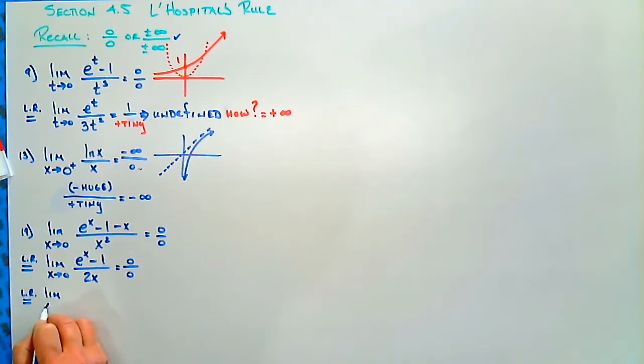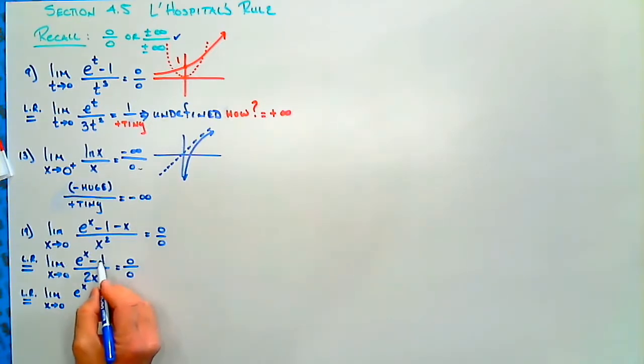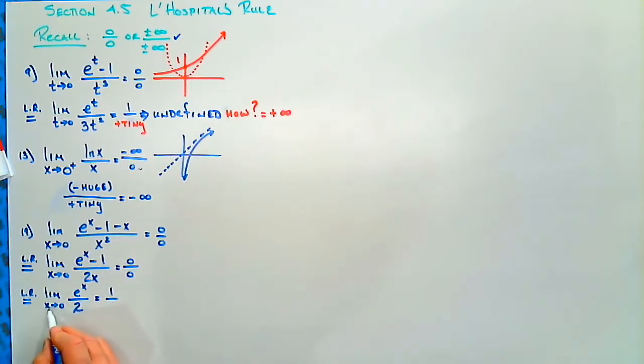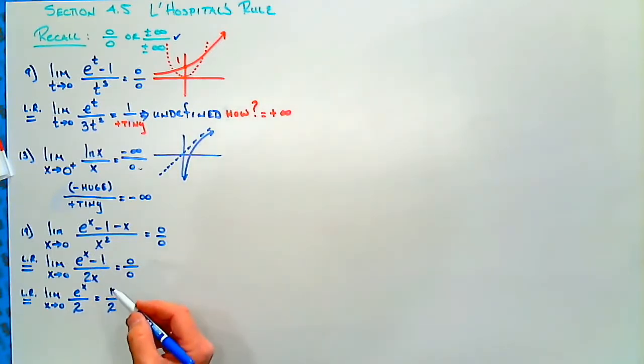We get the limit as x approaches 0. We take the derivative of the top, that's e to the x, isn't it? The derivative of 1 is 0, so we just get e to the x. We take the derivative of this and we get 2. Now when we plug in 0, what do we get? Well, in the numerator we get 1. E to the 0 is 1. In the denominator we take the limit as x goes to 0 of a constant, turns out to be the constant, and so the answer is 1/2.